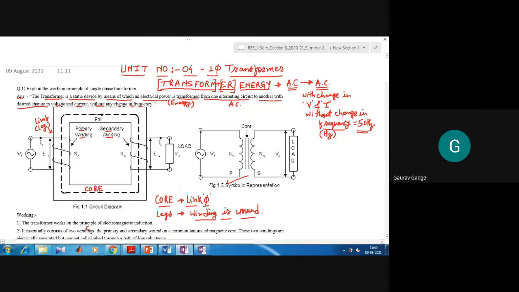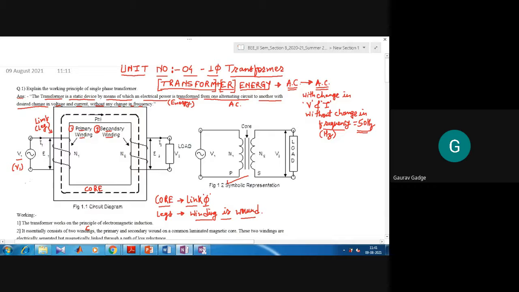So how many legs are present there? I already said how many windings there are. There are 2 windings. And how many legs are there? Definitely there are 2 legs. So on both the legs, the windings are wound. On the left hand side, you see the supply voltage is given. Now that supply voltage is V1.